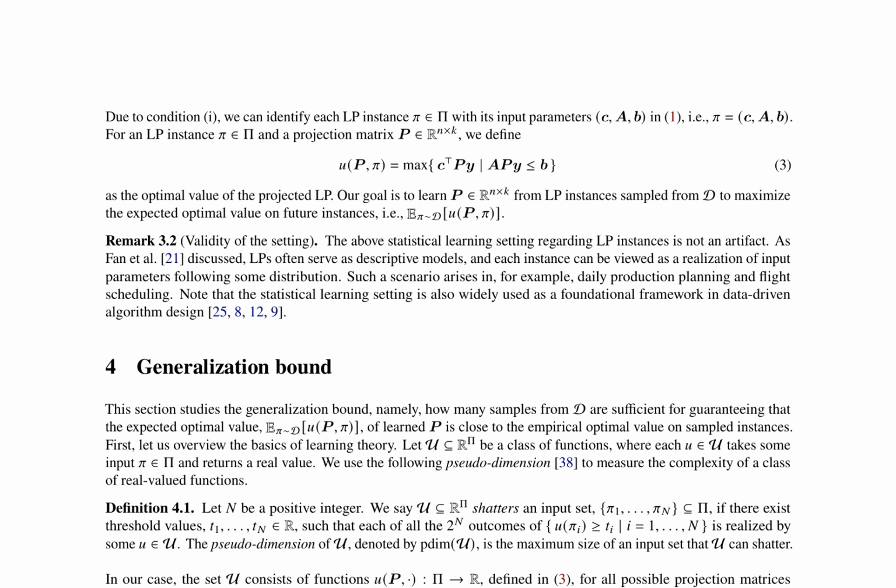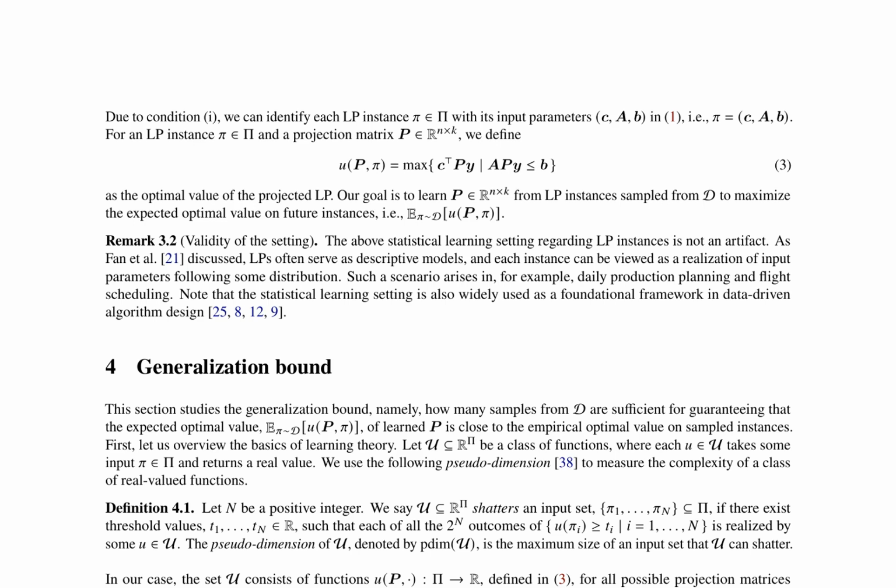In statistical learning settings, the generalization bound for linear programming instances is crucial for guaranteeing high-quality solutions on future instances from distribution D. The concept of pseudo-dimension, which measures the complexity of a class of real-valued functions, is introduced to analyze the required sample size. Uniform convergence plays a vital role in data-driven algorithm design, as it provides performance guarantees regardless of how the projection matrix P is learned. This is particularly valuable in the absence of gold standard methods for learning algorithm parameters.